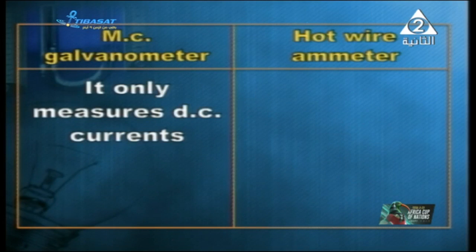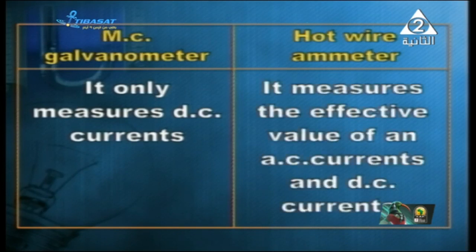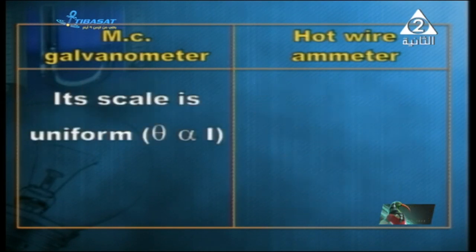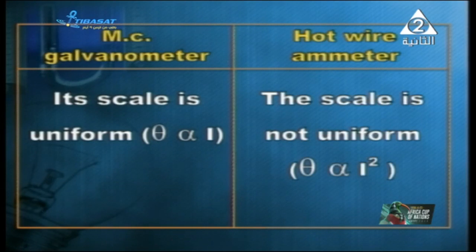The moving coil galvanometer measures only DC currents. The hot wire emitter measures the effective value of AC current, and it also measures DC currents. The scale of the moving coil is uniform: the angle of deflection theta is proportional to the current itself. But the scale of the hot wire is not uniform: theta is proportional to I squared.